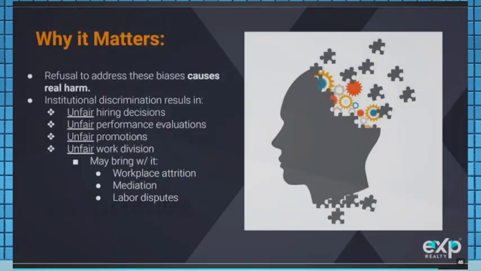Now the importance. Refusal to address these biases causes real harm. Institutional discrimination results in unfair hiring decisions, unfair performance evaluations, unfair promotions, unfair work division, and may bring with it workplace attrition, mediation, and labor disputes. So that's a really easy way to say this hurts people and it hurts your business.